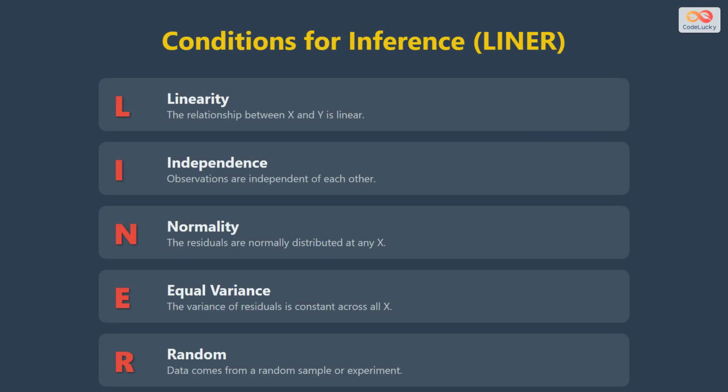We cannot just run a test on any data. We must ensure 5 conditions are met, remembered by the acronym LINER. L is for linearity, the data should look linear. I is for independence of observations. N is for normality, residuals should be normally distributed. E is for equal variance, the spread of residuals should be consistent. And R is for random, the data must come from a random sample.